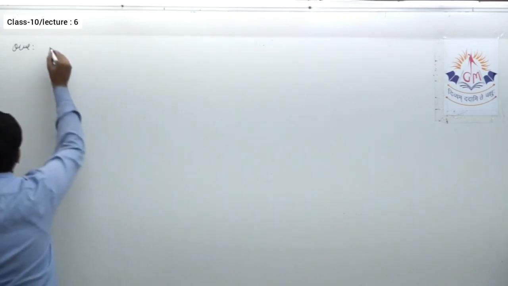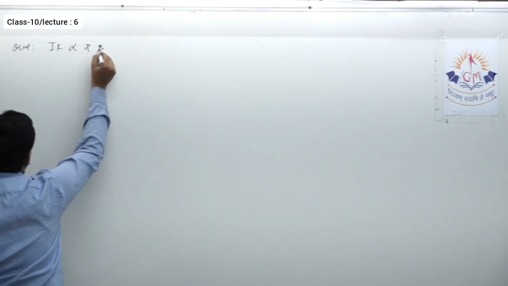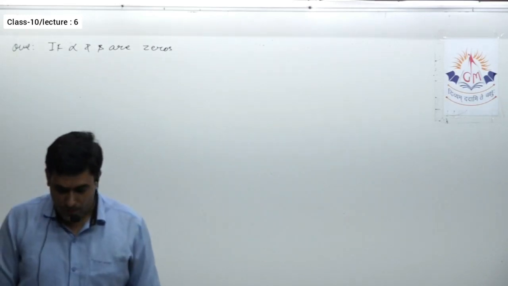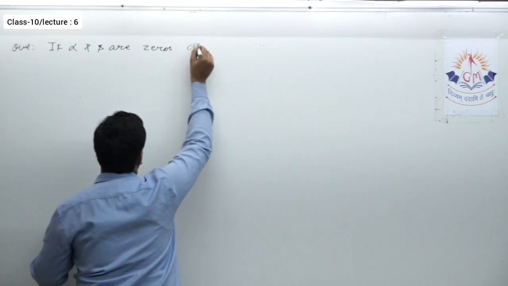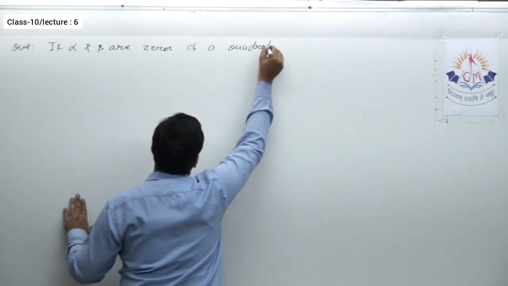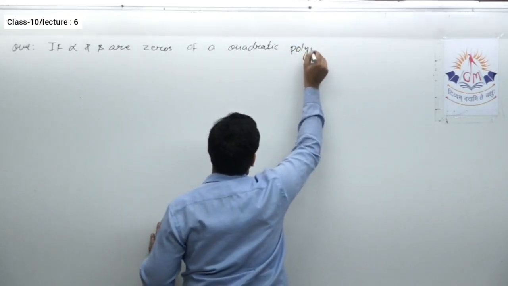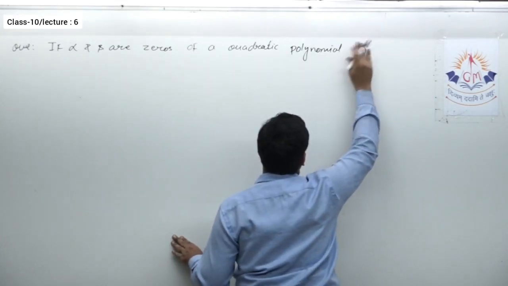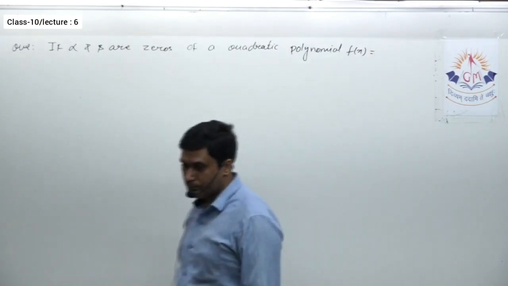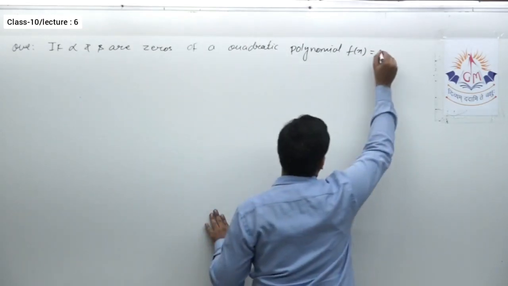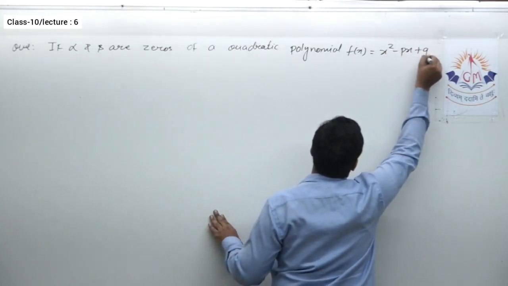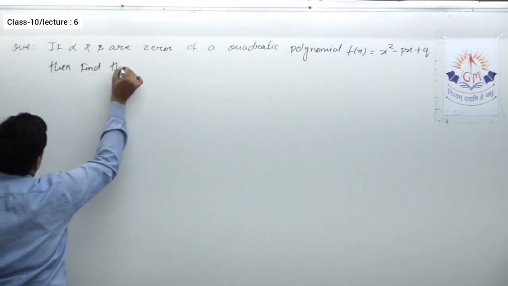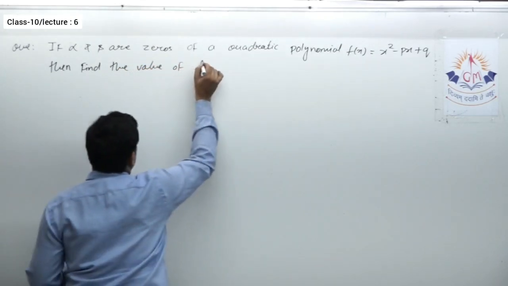if alpha and beta are zeros of a quadratic polynomial f(x) equal to x² − px + q, then find the value of the following.